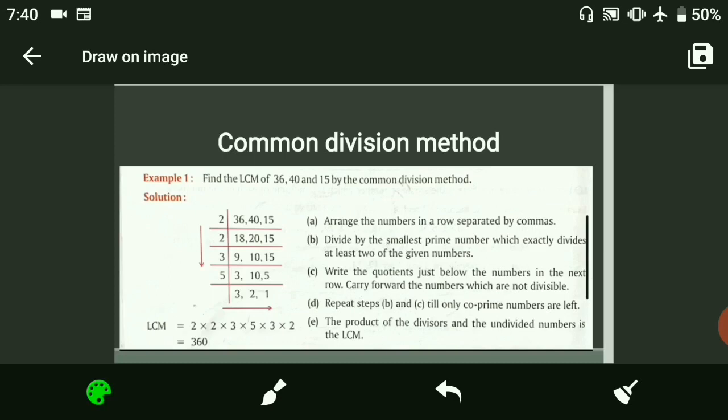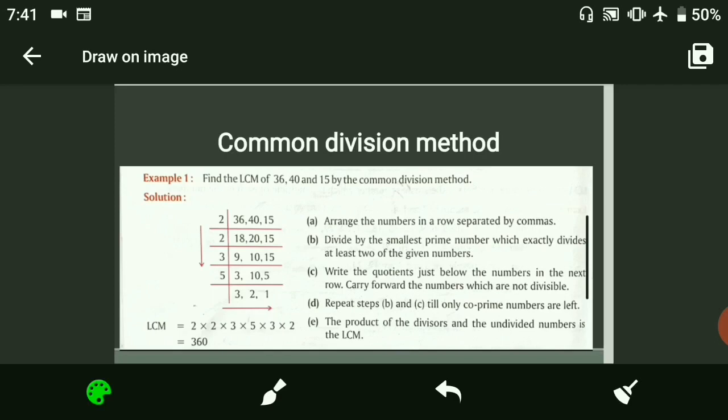You take 2 on the side, and in the 2 table 18 comes at 9, so you write 9 below 18. Then in the 2 table 20 comes at 10, so you write 10 below 20. Now, does 15 come in the 2 table? No. So you copy down 15 as it is. Clear? Now 9, 10 and 15.